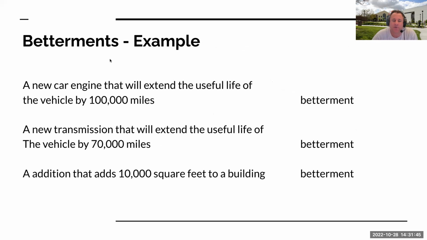But what are some examples of a betterment? A new car engine that will extend the useful life of a vehicle by 100,000 miles. A new transmission that will extend the useful life of the vehicle by 70,000 miles, right? An addition that adds 10,000 square feet to a building. So in all these situations, these are truly capital improvements, right? This is not cleaning the house. You're adding on square footage to an existing structure, right?